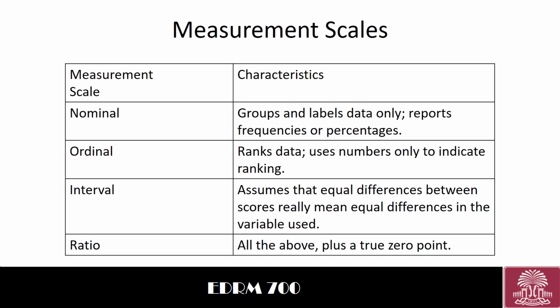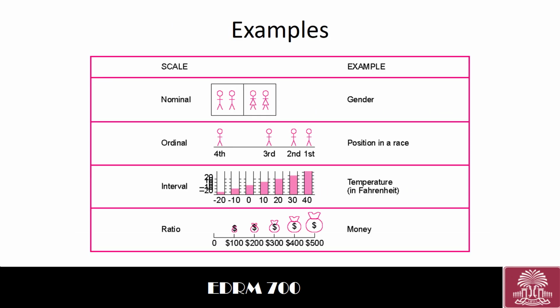Interval data assumes that there is an equal difference between each score, which would suggest that the score represents equal differences in value in the variable at which you are looking. A ratio skill uses an interval skill but has a true 0 point. Here are some examples of each measurement skill.